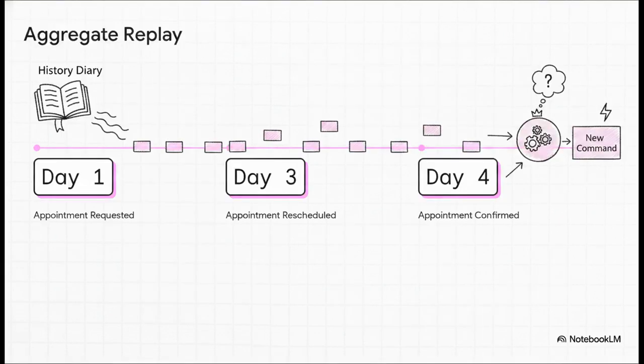You might be wondering, if we only save history, how does our manager, the aggregate root, know what's currently going on? It does this through a process called Aggregate Replay. When a new command comes in, the repository fetches all the past events for that specific appointment from our history diary. It literally replays them in chronological order. First, it was requested on day 1, then rescheduled on day 3, then confirmed on day 4. By replaying these facts, the aggregate perfectly rebuilds its current state in memory.